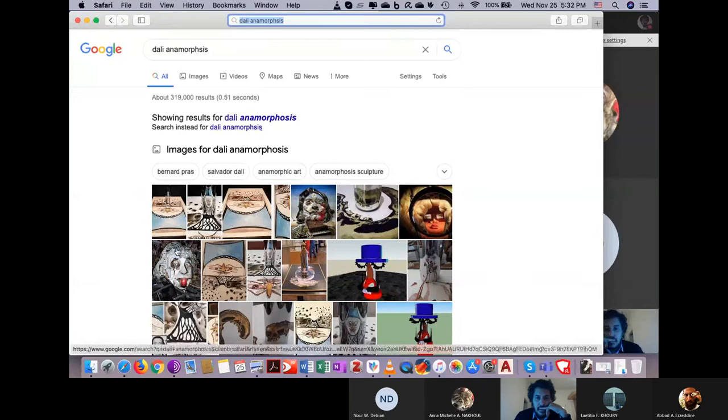These are anamorphoses by Dali. I wish I could have better ones. So if you look at that, it's an anamorphosis. I would like to see others.